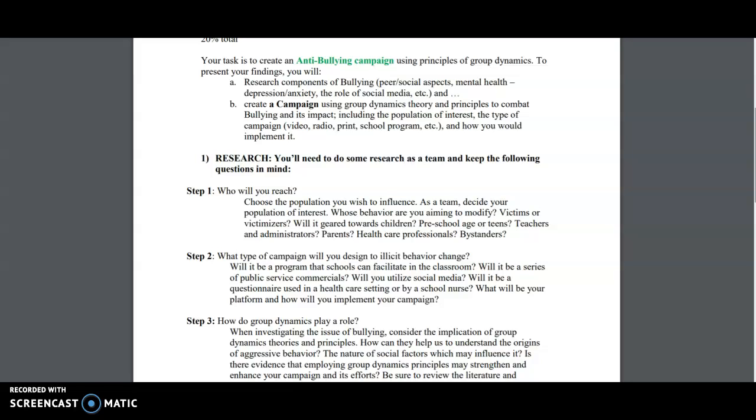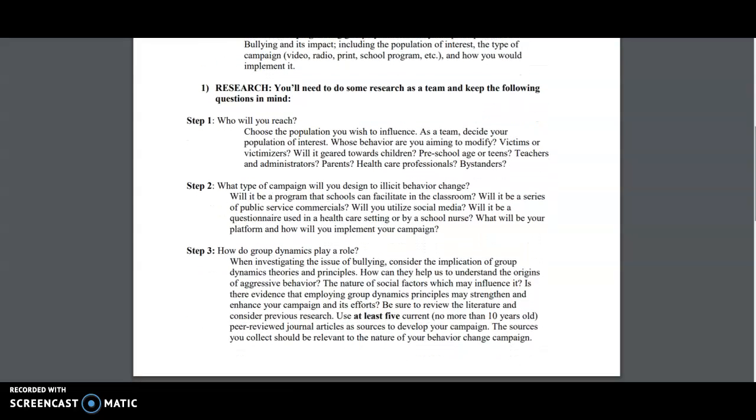I know right now everything in our world is virtual, but when things eventually go back to not being 100% virtual, would you like it to be a campaign that was more face-to-face, where you're facilitating some sort of workshops within a school system or within a healthcare setting? And then you have to think, how are group dynamics playing a significant role within the campaign? So that's where your research is going to come in.